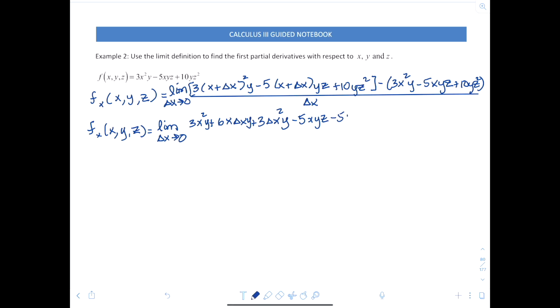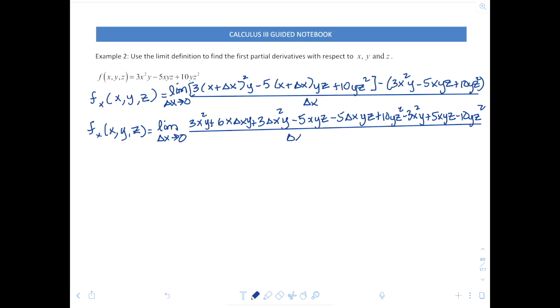All right, so then we'll have minus 5xyz minus 5 delta x times y times z, and then plus 10yz squared minus 3x squared y plus 5xyz minus 10yz squared, all over delta x. So hopefully if we did everything right, everything will zero out except for the terms that have delta x. So let's check it out.